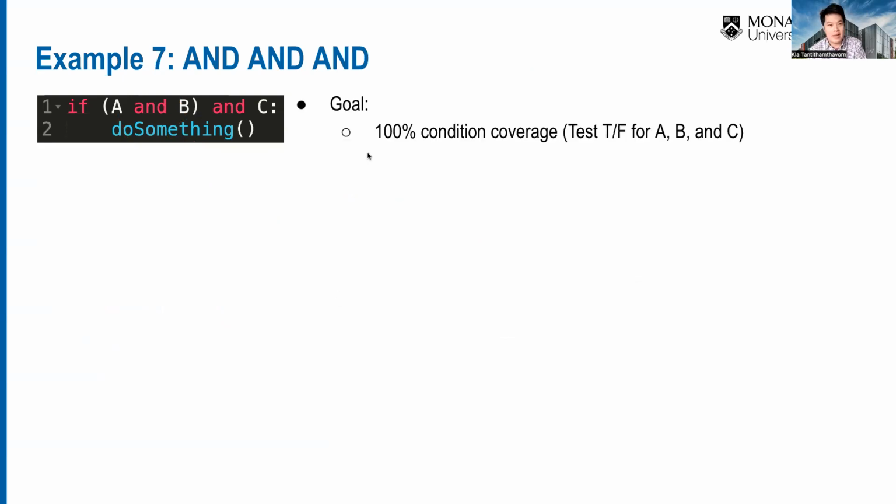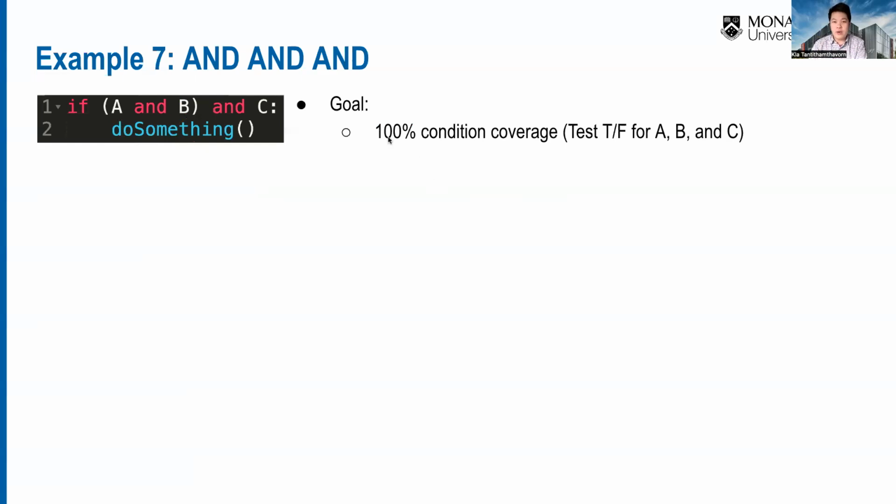Another example. We have only one if statement. How many branch outcomes do we have? Two, either true or false. How many condition outcomes do we have in total? It should be 6, because we have 3 conditions here, A, B, and C. Each of them has 2 outcomes, true or false. In total, 2 times 3 equals 6.